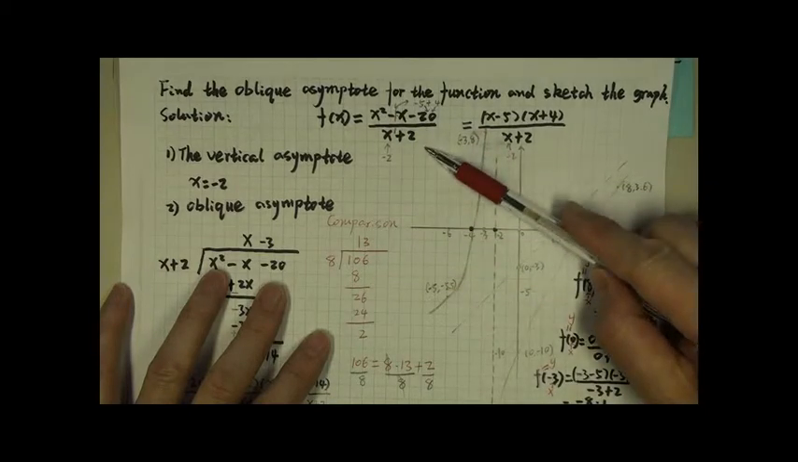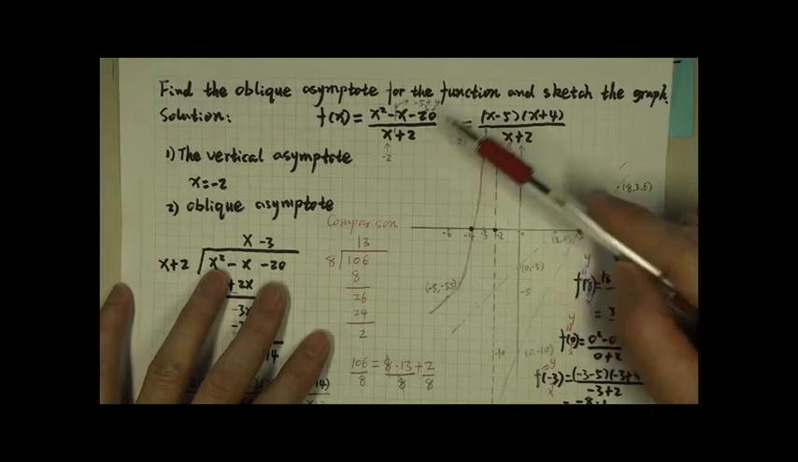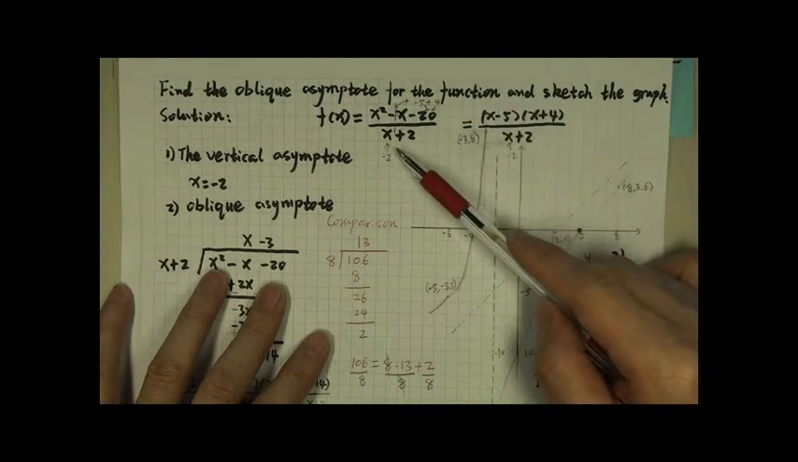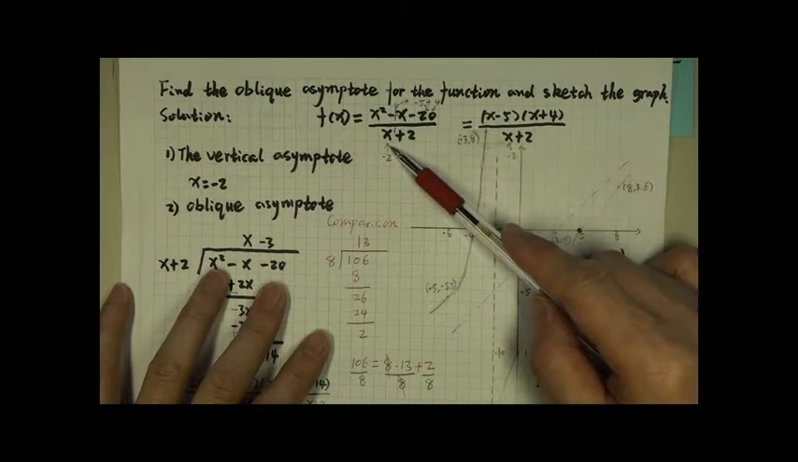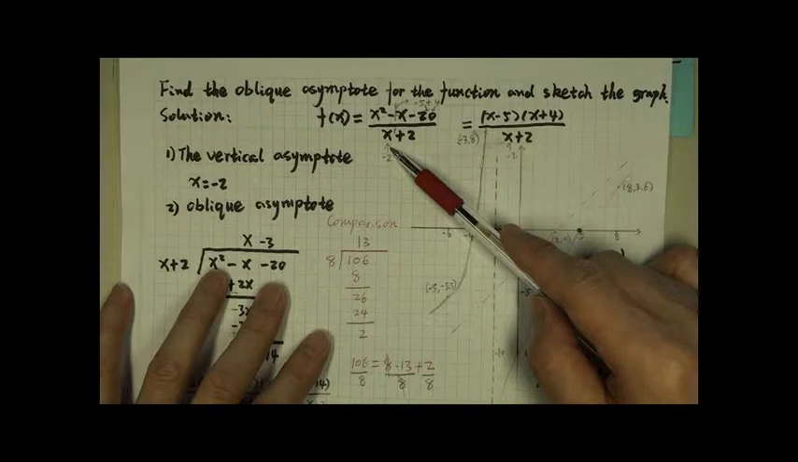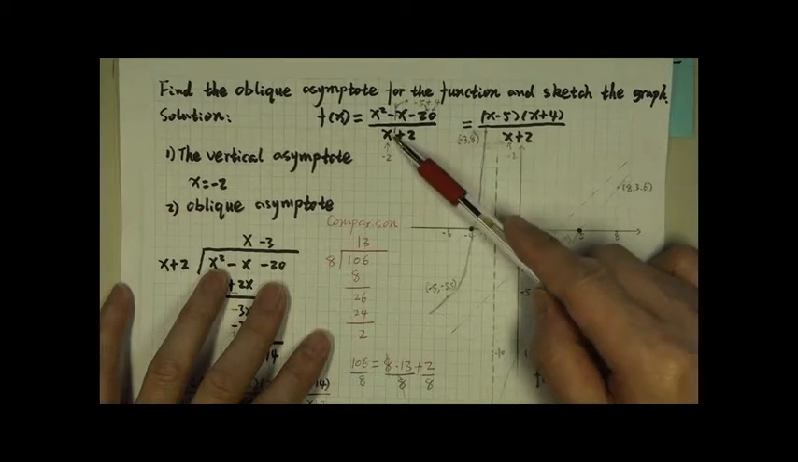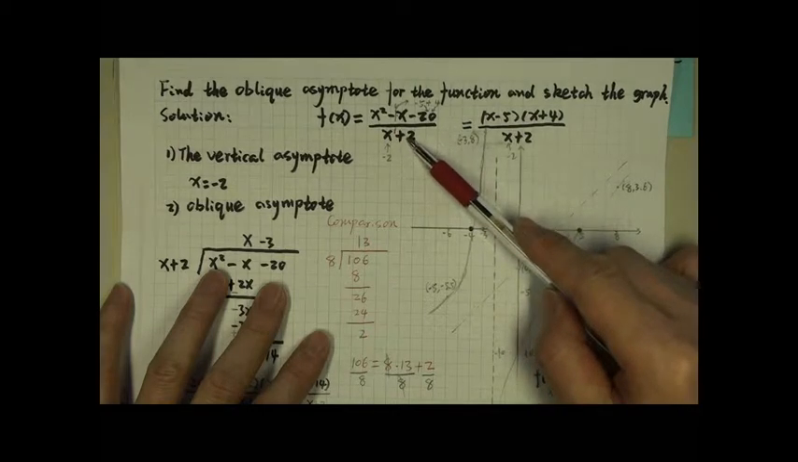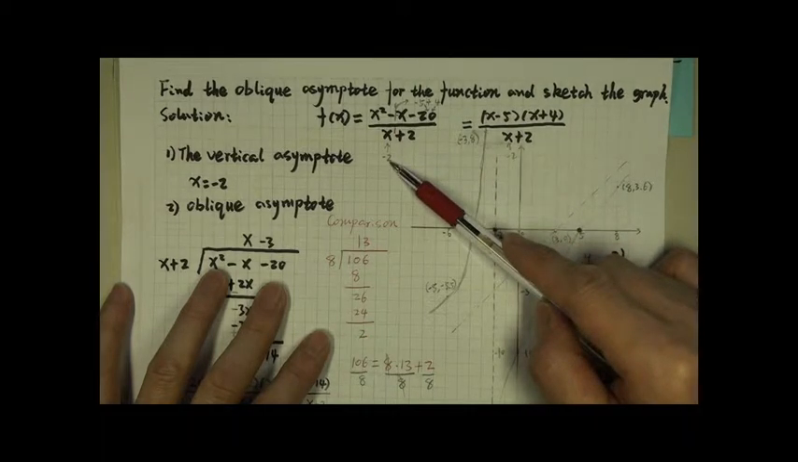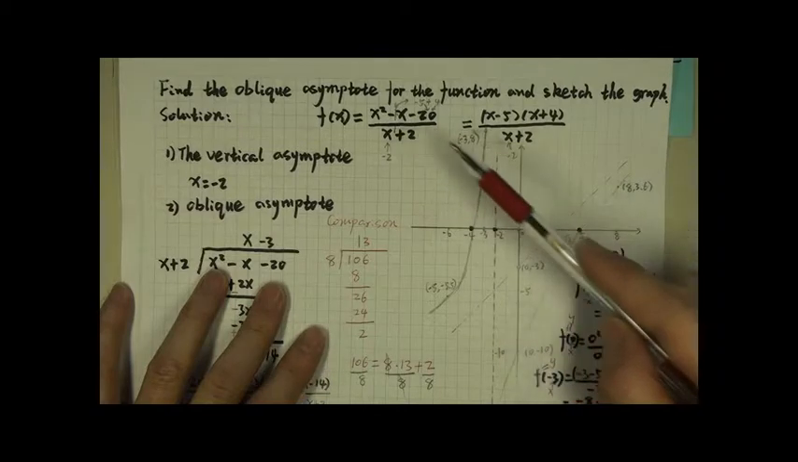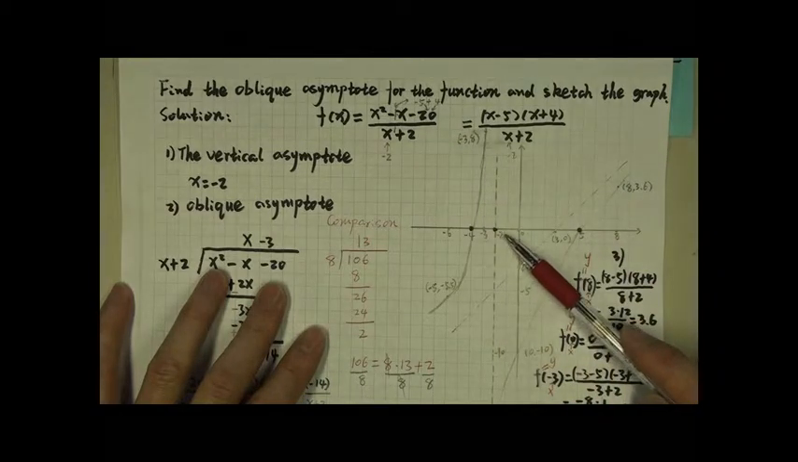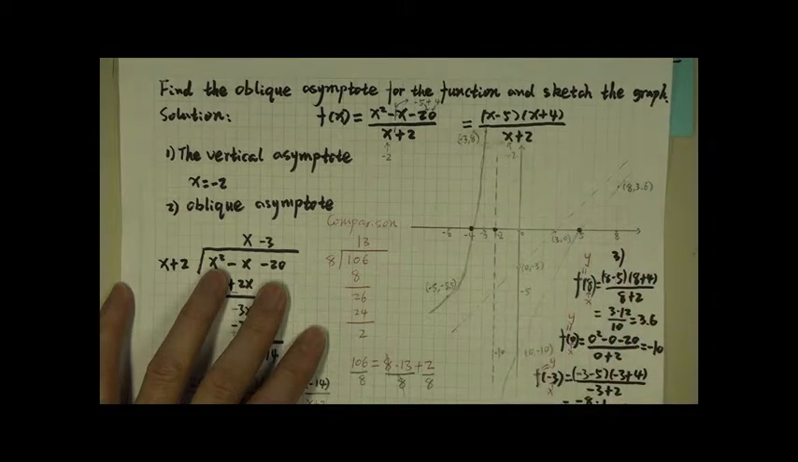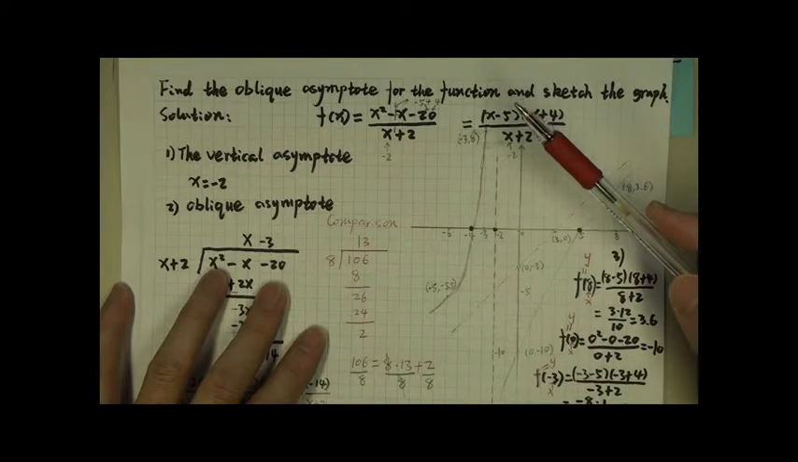This is a rational function, so step 1, locate the 0 point for the denominator. Okay, this will give you the vertical asymptote. We know if we plug in negative 2 here, negative 2 plus 2, you get 0. So the 0 point here for the denominator is negative 2. x equals negative 2. So that's the vertical asymptote. Okay, so we found the vertical asymptote.